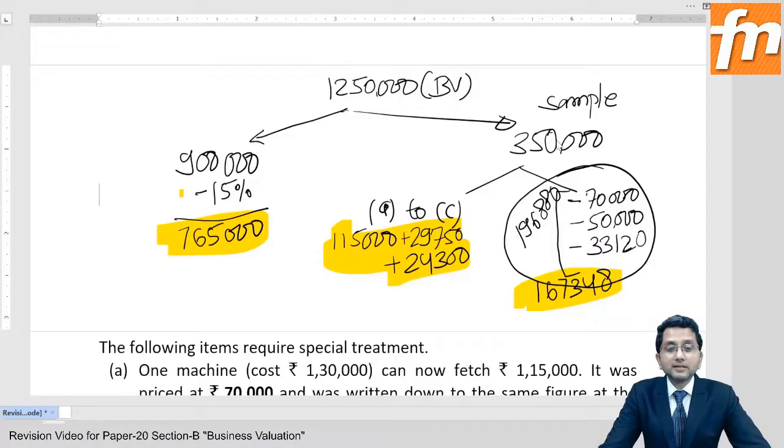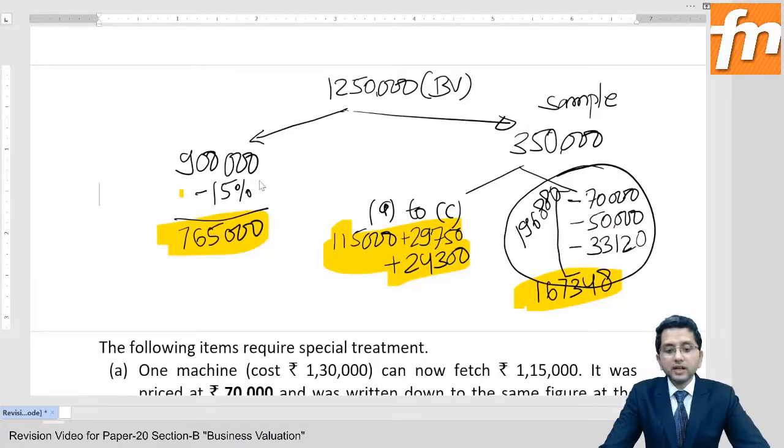This sample has three special items A, B, and C. Book value of those special items is 70,000, 50,000, 33,120. So book value of remaining sample items is 196,880, which is reduced by 29,532. So the realizable value of sample items other than special items is 167,348. Now, as far as special items are concerned, their realizable values are respectively 1,15,000, 29,750, and 24,300.